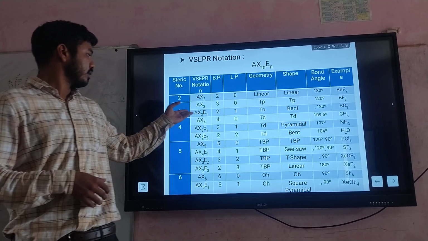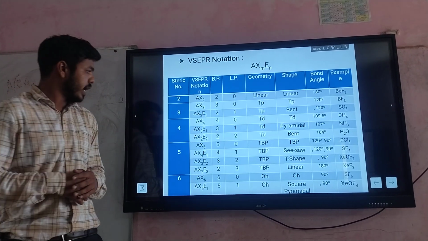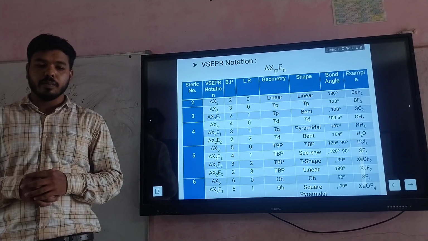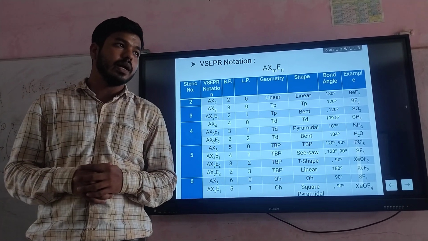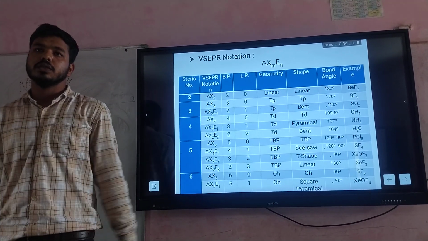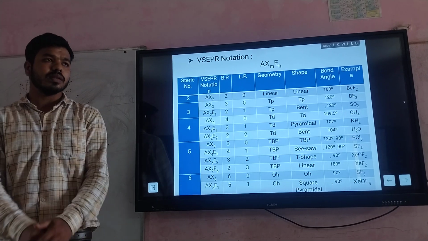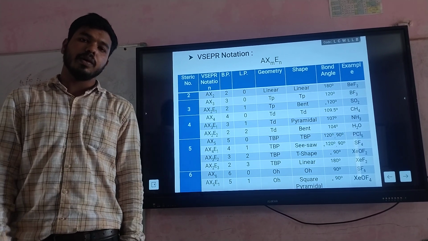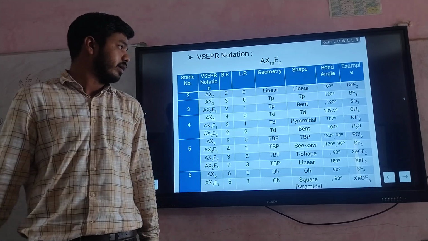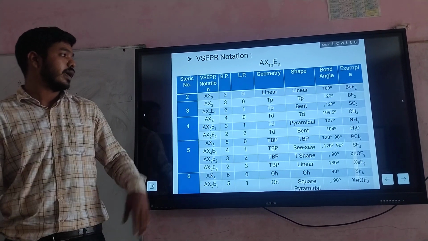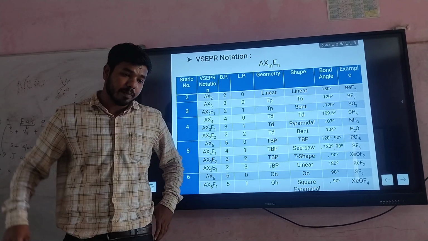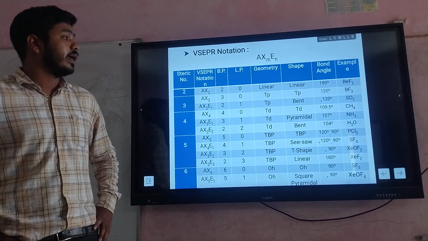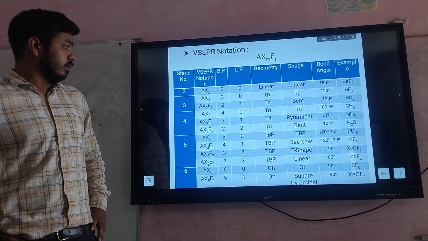Then the second case in steric number 3 is AX2E1. Here the number of bond pairs is 2 and the number of lone pairs of electrons is 1. So no doubt the molecule has the same geometry, that is trigonal planar, but due to the presence of one lone pair of electrons, the molecule has a bent shape, and the bond angle between the bonded pairs is less than 120 degrees, and the example is SO2.